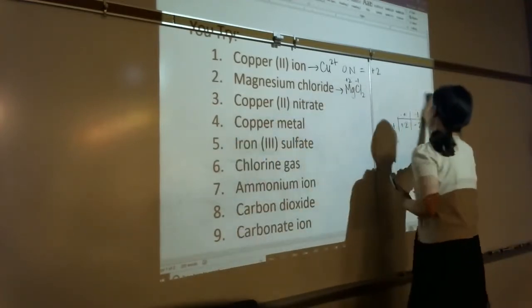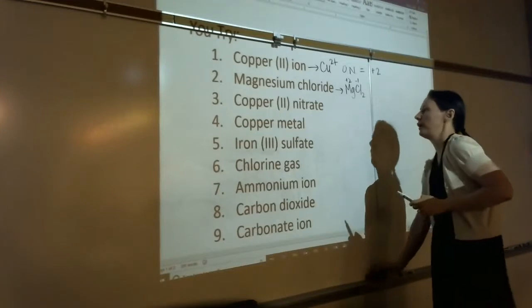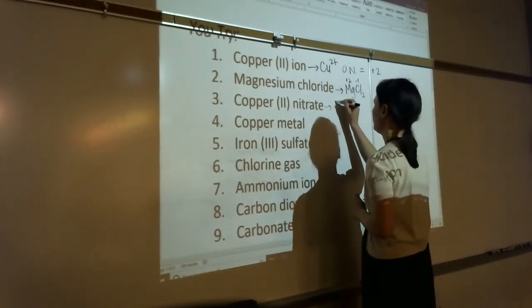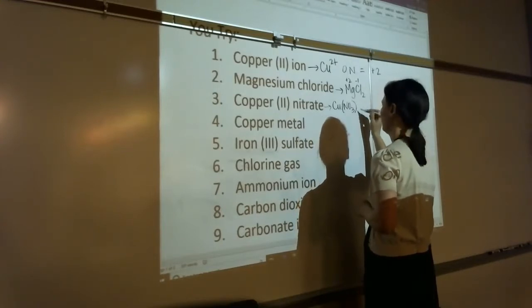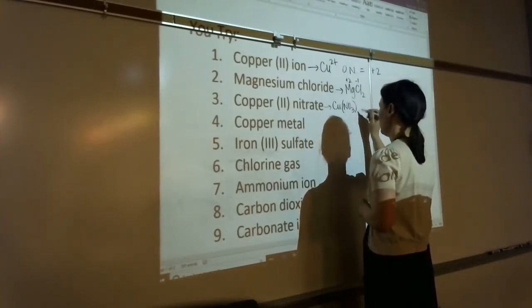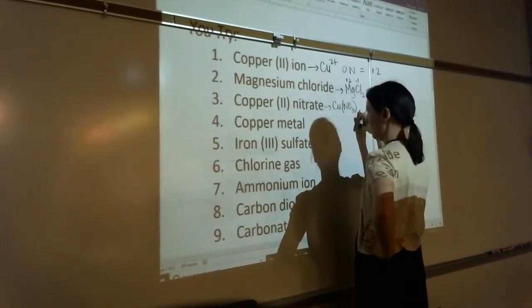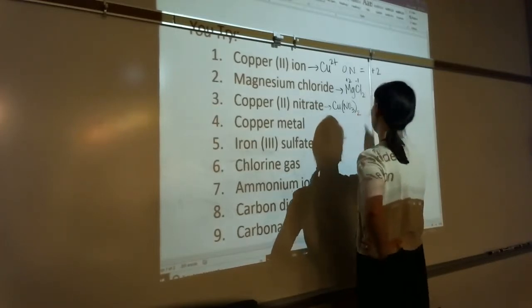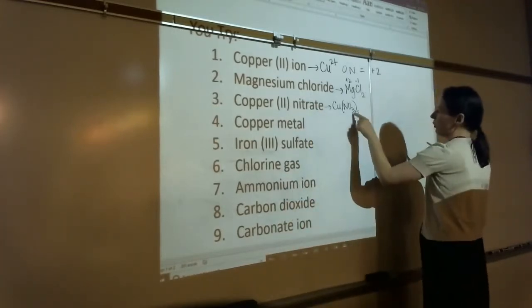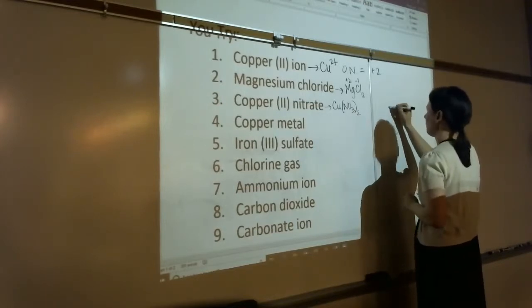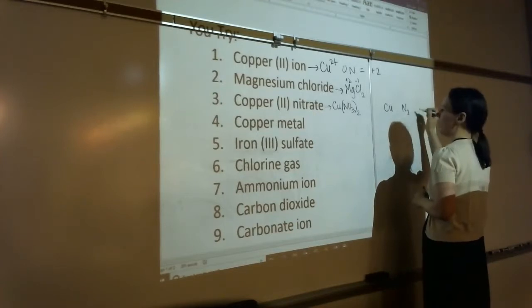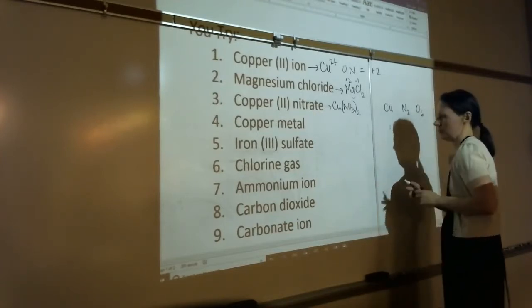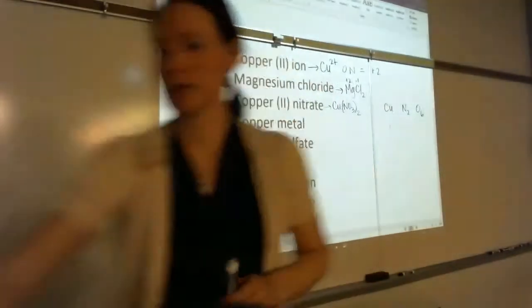All right, let's do copper 2 nitrate, which would be CuNO3 what? Do you need a number outside the parentheses here? 2. 2, that's right. All right, so let's make our chart. And again, if you want to go ahead and distribute this for your chart, that's fine. CuN2 and then O6.